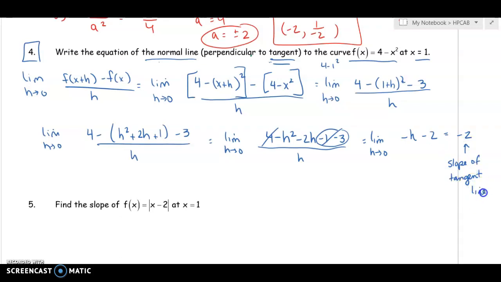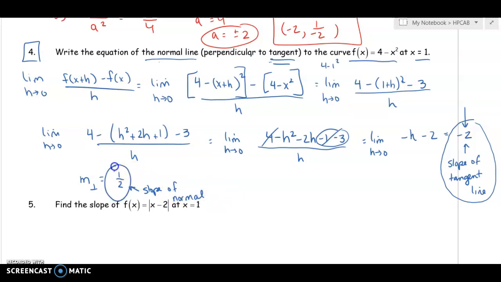And then if we wanted to write the equation of the tangent line from here, we could, but we don't need to do that. What we need to do is find the equation of the normal line. So the normal line is perpendicular to the tangent. If you remember, perpendicular slopes are opposite reciprocals. So if the slope of the tangent line is negative 2, the perpendicular slope, the opposite reciprocal, would be 1/2. So this is the slope of the normal line because it's perpendicular.